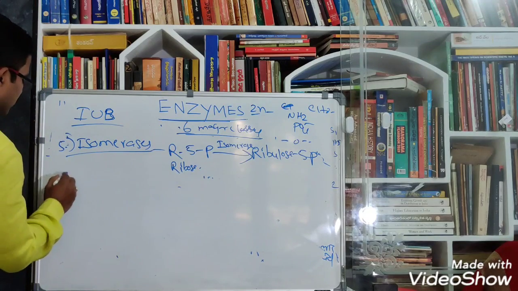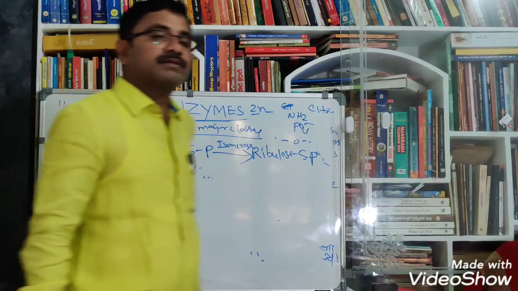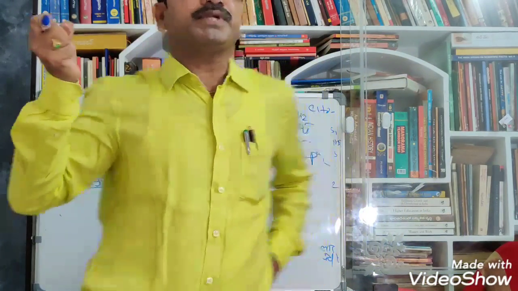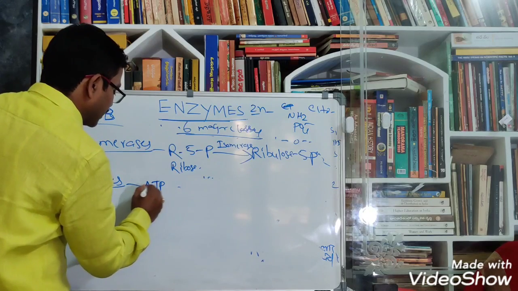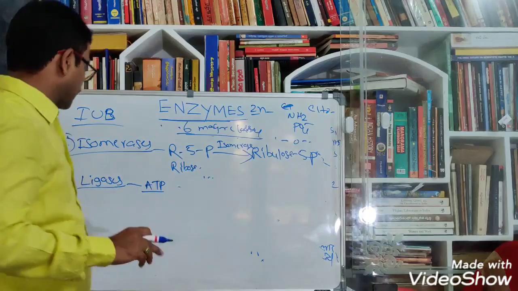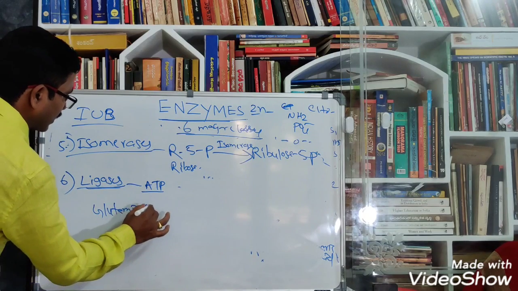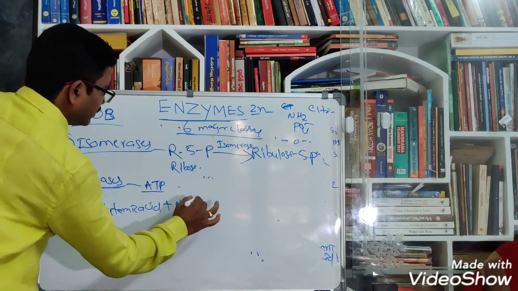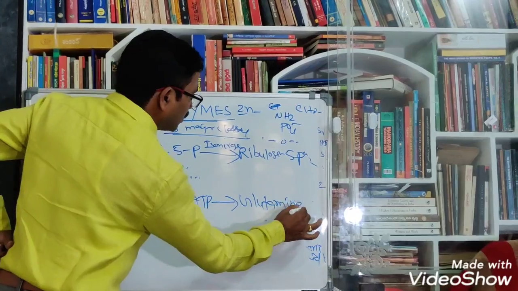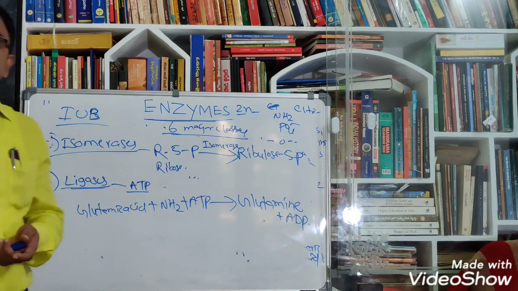The sixth class of enzymes is ligases. Here ligases generate the bonds to form new products by utilizing ATP energy. Utilizing ATP energy, they build new bonds to form other products. So these enzymes are called ligases. Example, glutamic acid in the presence of amide utilizes ATP energy to form glutamine and ADP. So with this, we successfully completed the classification of enzymes.